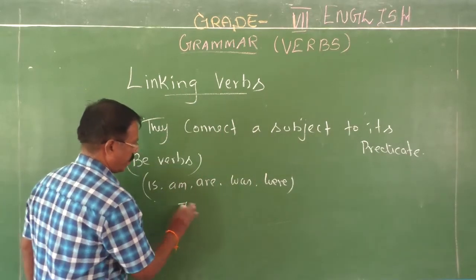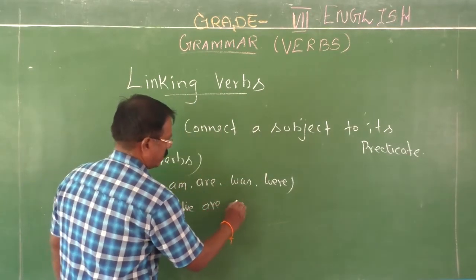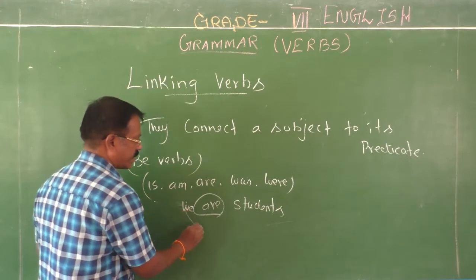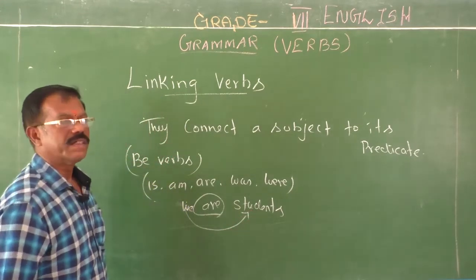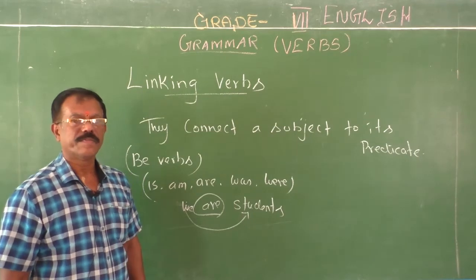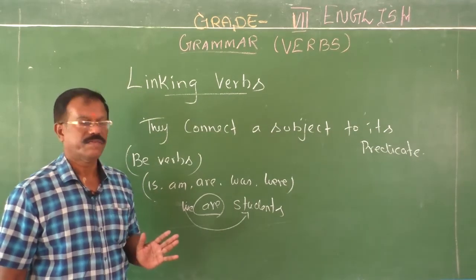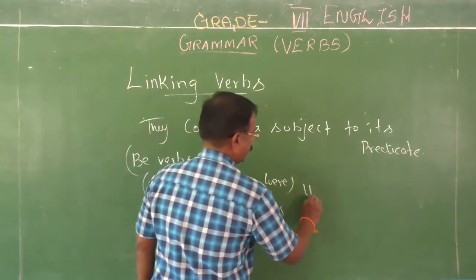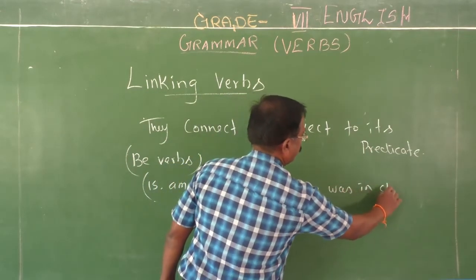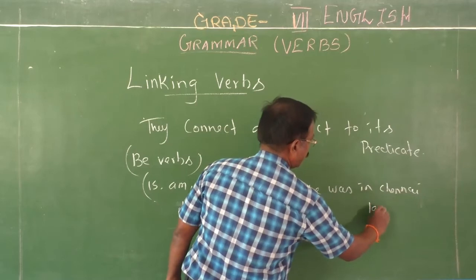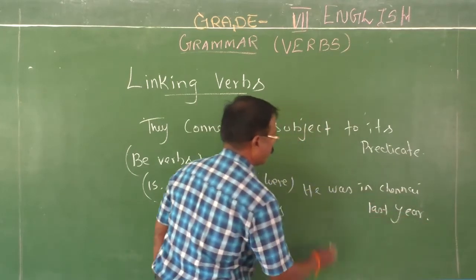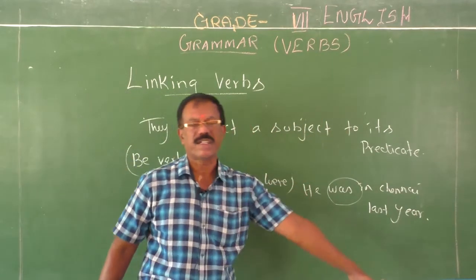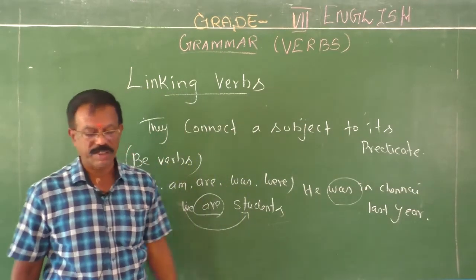For example, we are students. See, "are" is a linking verb. It connects a subject with a predicate part. Okay. I am a teacher. We are students. We are Indians. He was in Chennai last year. See, he was in Chennai last year. In this example, "was" is a linking verb. It just connects the subject "he" with the remaining part of the sentence, the predicate. So that's why they are called linking verbs.